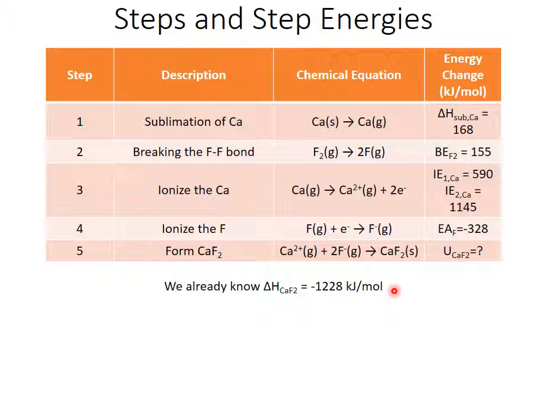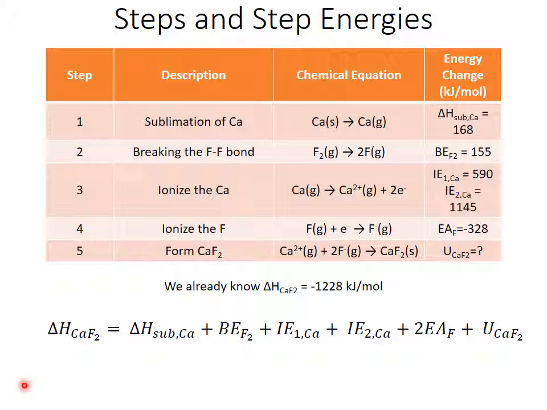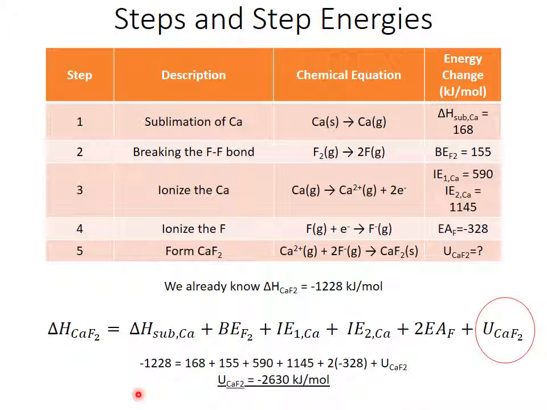Let's design the equation we'll need to use according to Hess's law. Here's the heat of formation. That heat of formation is going to be the sum of all of these other sub-processes that occur. We know all of these except for the U_CaF2, or the lattice energy. So let's plug in all of our numbers and crunch them down. We find that U_CaF2, or the lattice energy of this salt, is minus 2630 kilojoules per mole.